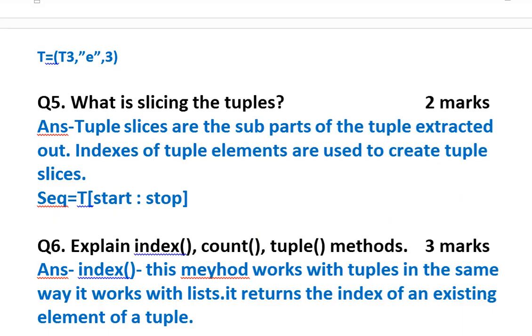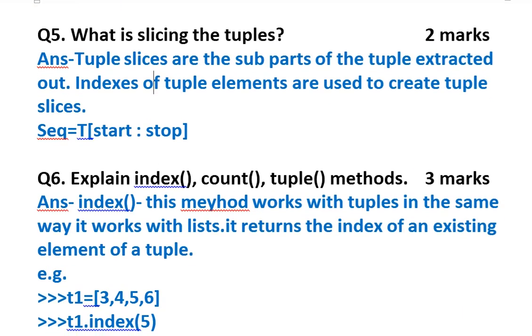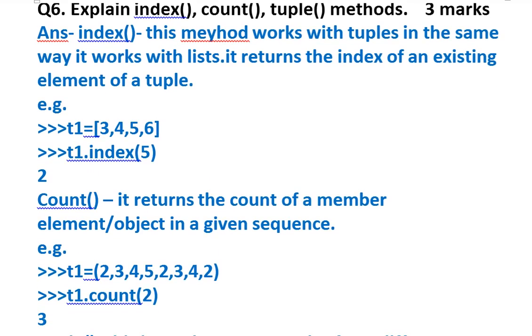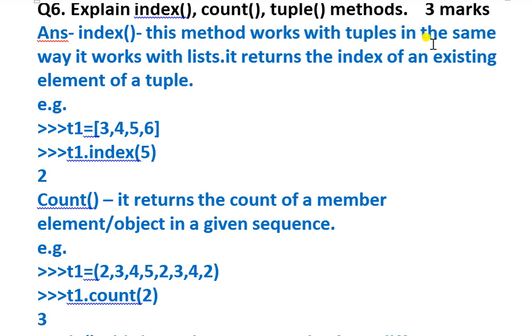Question number 6. In this you have to explain the index, count and tuple methods. So here, index. This method works with tuples in the same way it works with lists. It returns the index of an existing element of a tuple. For example, T1 is this. You want to check the index for 5. It will give you 2.